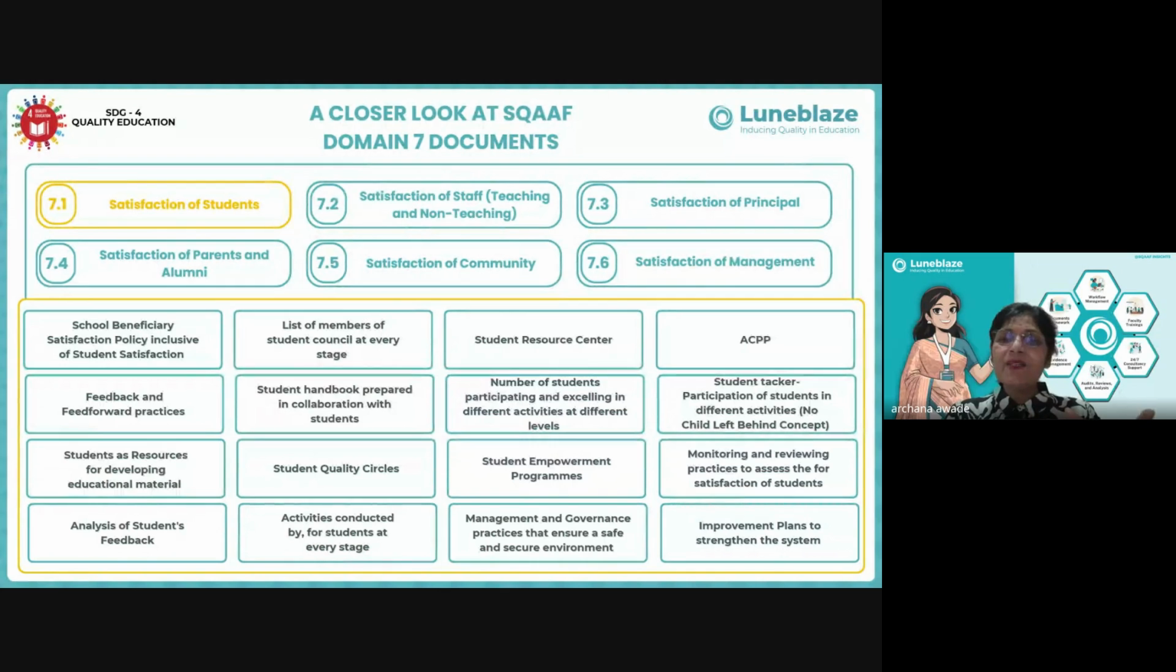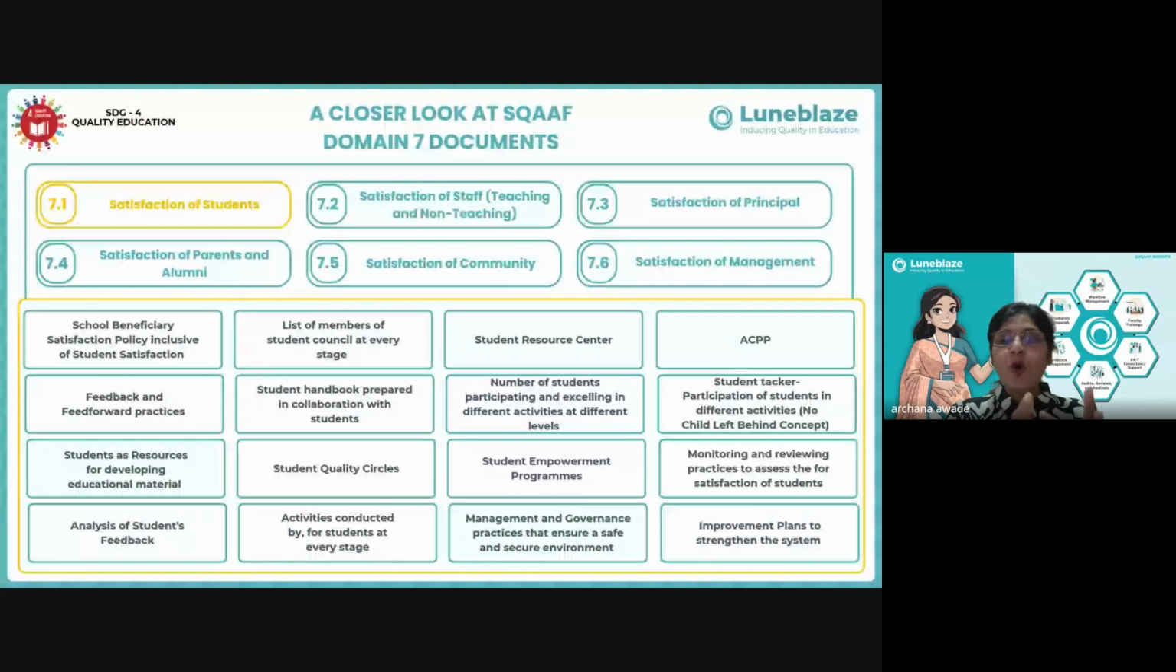And why is student satisfaction an important element when we have these improvement plans to strengthen the system? Because when we have satisfaction, which will be equal to the engagement of the students, it will also help achieve better learning outcomes for the student. It will create a better learning environment for the student.